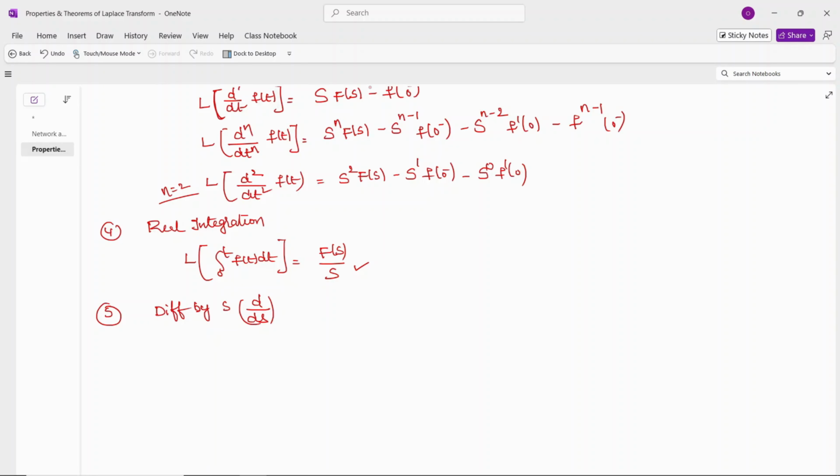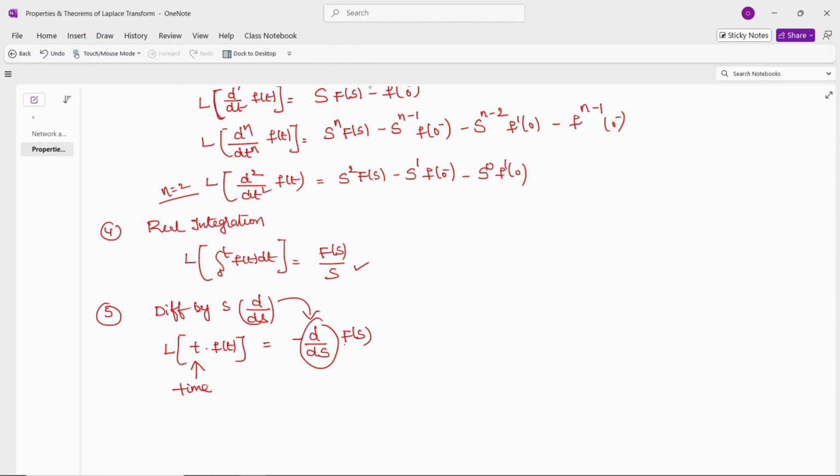When you are going to get d by ds, that you get when you perform Laplace of a time domain function multiplied by t. Here it is called time multiplication. Laplace of t into f of t, we can write as minus d by ds, where d by ds is called differentiation by s, applied to F of s. Then you get the differentiation d by ds.